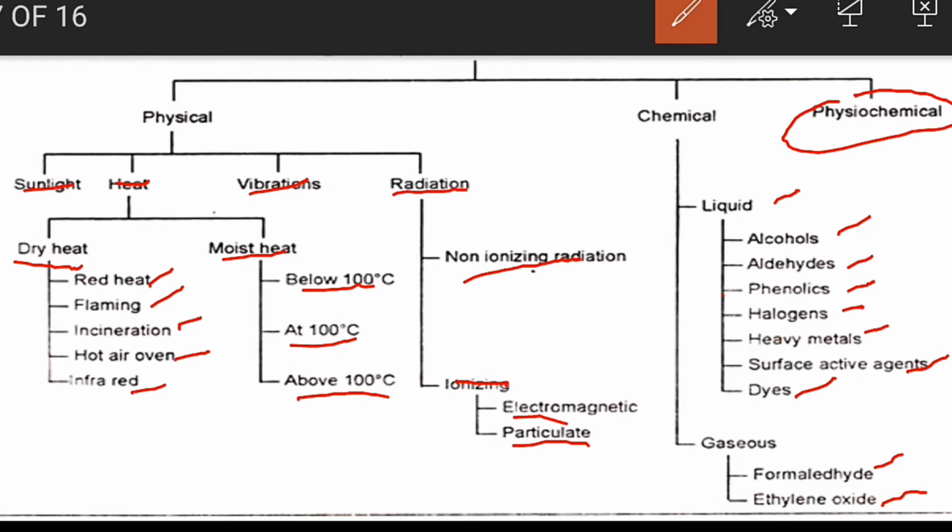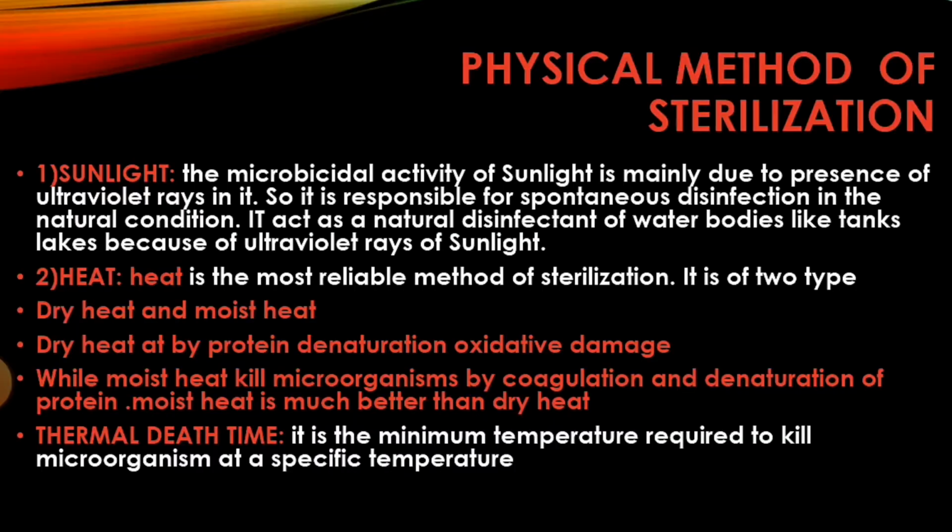So let's check one by one. Now let's see the physical method of sterilization. The first one is sunlight. The microbicidal activity of sunlight is mainly due to the presence of ultraviolet rays in it. So it is responsible for spontaneous disinfection in natural conditions, and it acts as a natural disinfectant of water bodies like tanks and lakes, because of the ultraviolet rays of the sunlight.